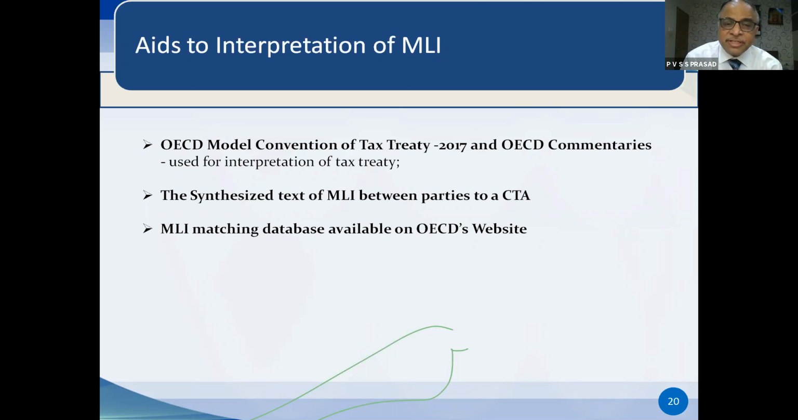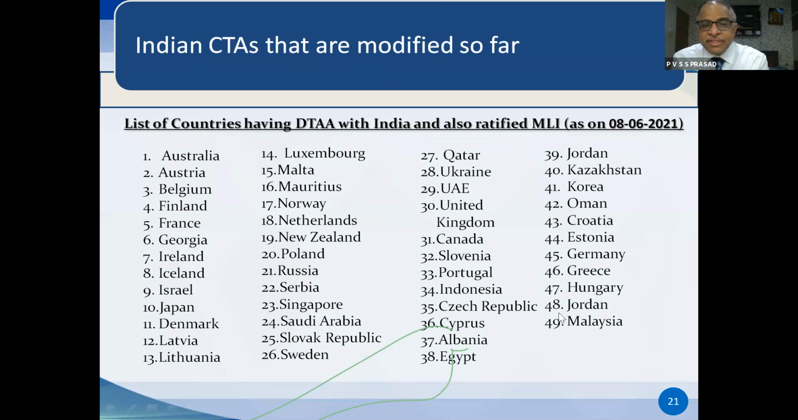And the MLI matching database is very important, through which you will know what positions each country has taken. List of the countries having DTA with India and also ratified MLI as on 8th June 2021: as many as 49 countries, treaty partners of India, have also ratified. That means all these 49 tax treaties are going to be modified as per the options taken by India and the respective treaty partners.